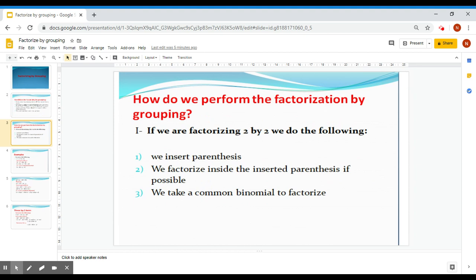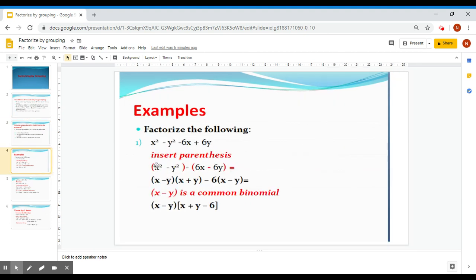Now, to factorize by grouping, we have to insert parentheses. If we are factorizing 2 by 2, we insert parentheses. We factorize inside the parentheses if possible, and then afterwards we take a common binomial. Now, example, we have here four terms. We can insert parentheses for the first two and for the last two. So we are grouping these together and these together.